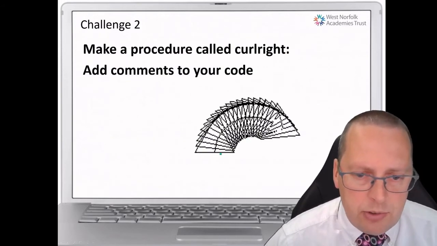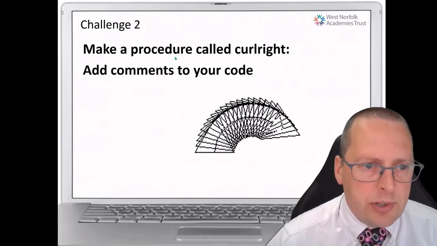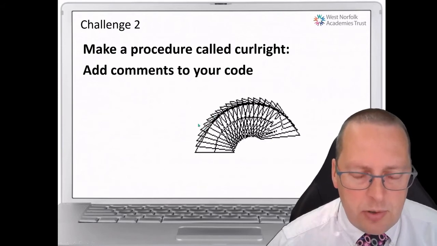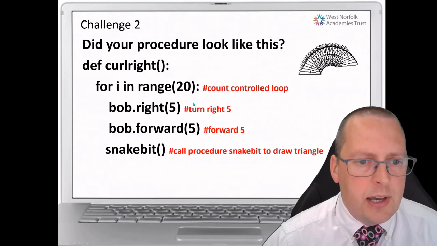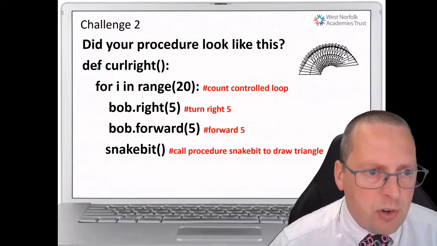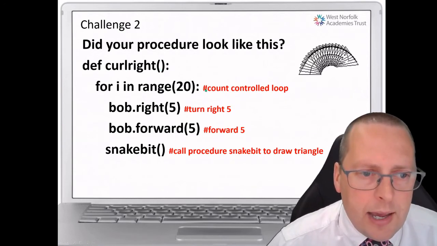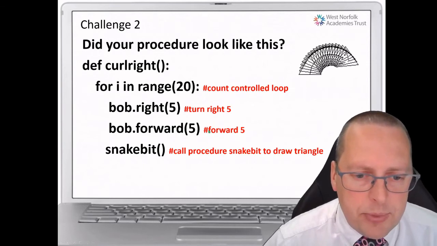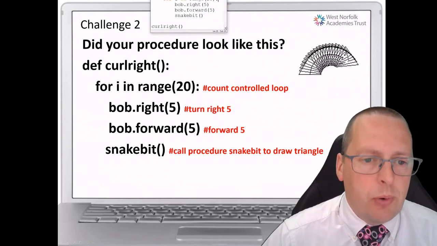I'm now going to get you to draw a section that has curl right. So it's very similar to the curl left, but you need to tell the shape to move 5 degrees right as you go through that. And hopefully you've got something along the lines of this with your procedure. So you've got a defined curl right, open brackets, close brackets. And you can add in the hashtag red comments to explain what is happening in your code as you go along.